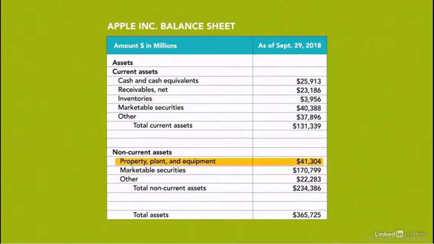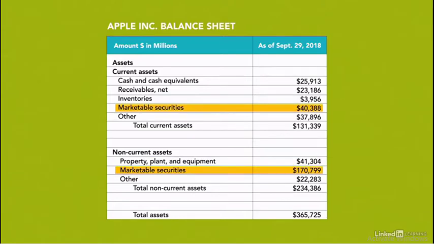Property, plant, and equipment, or PP&E, all of those are resources that a company uses to accomplish its objectives. Apple had over $41 billion in property, plant, and equipment. But Apple's biggest asset was its marketable securities, the stocks and bonds of other companies that they have purchased. At the end of September 2018, Apple owned over $211 billion in the securities of other companies. Now that is a big asset.